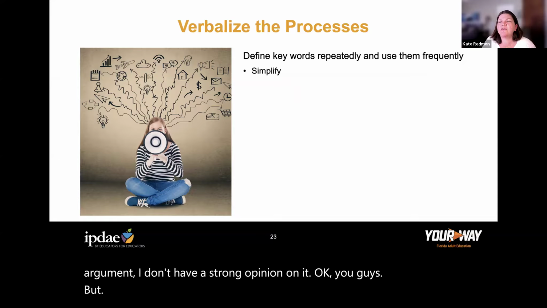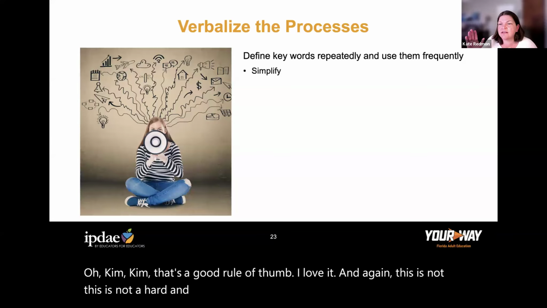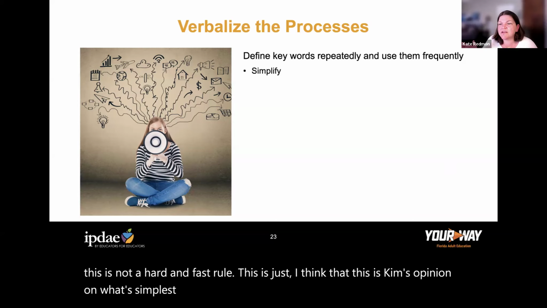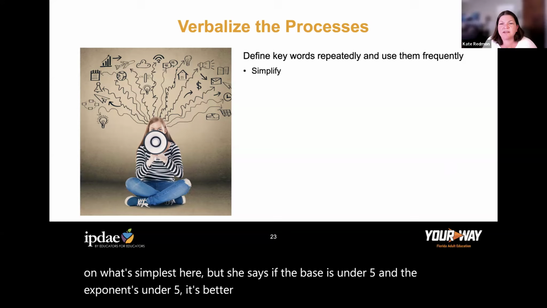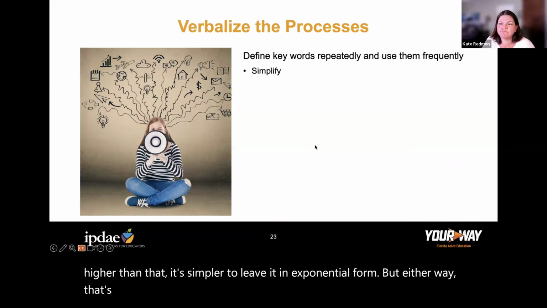Oh, Kim, that's a good rule of thumb. I love it. And again, this is not a hard and fast rule. This is just Kim's opinion on what's simplest here. But she says if the base is under 5 and the exponent's under 5, it's better to just multiply it out. Whereas if it gets higher than that, it's simpler to leave it in exponential form. But either way, that sounds like a nice rule.